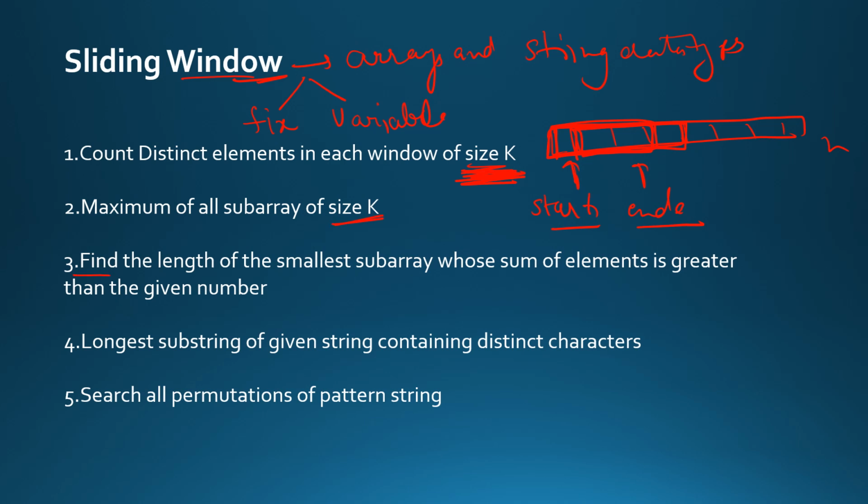Here, the length of the smallest subarray whose sum of the elements is greater than the given number, so its size is variable, and its size is also variable. But in this question the window size will be fixed, which is the pattern string length.